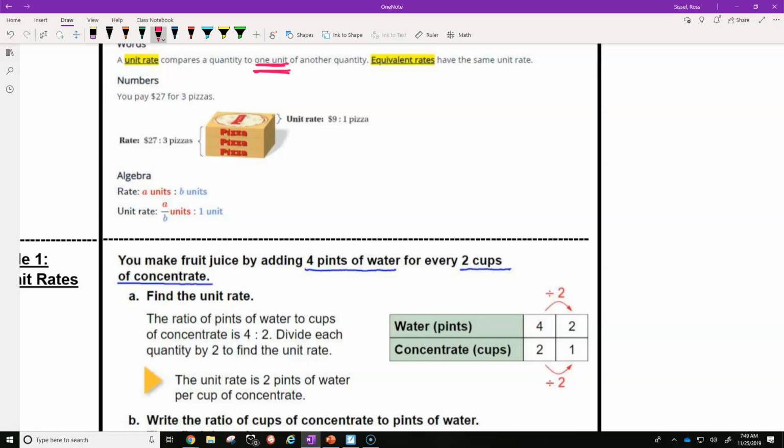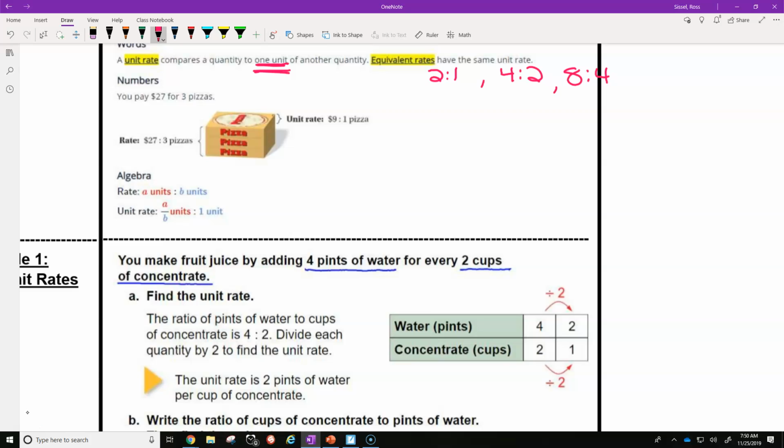Equivalent rates have the same unit rate. Mainly, they're saying if I have a unit rate of 2 to 1, an equivalent rate would be like 4 to 2 or 3. I don't want to do 3 because that might be a fraction. 8 to 4. Okay, these are equivalent rates because if I simplify them, they all come down to 2 to 1. 1 is that unit rate. So 2 to 1 is my unit rate.